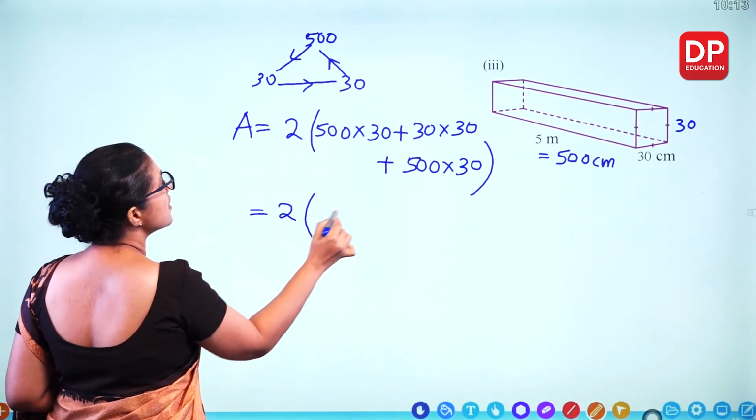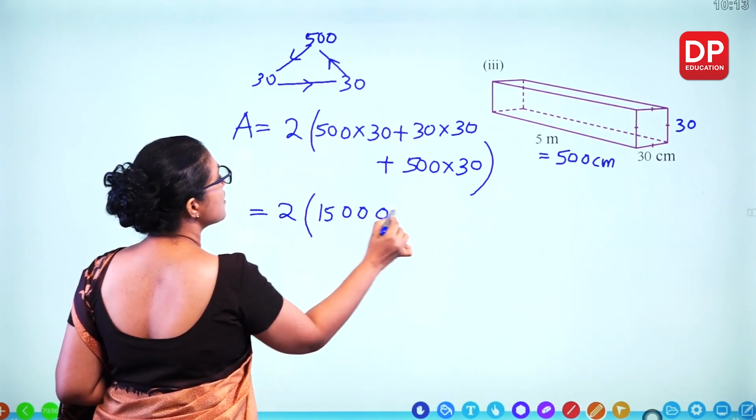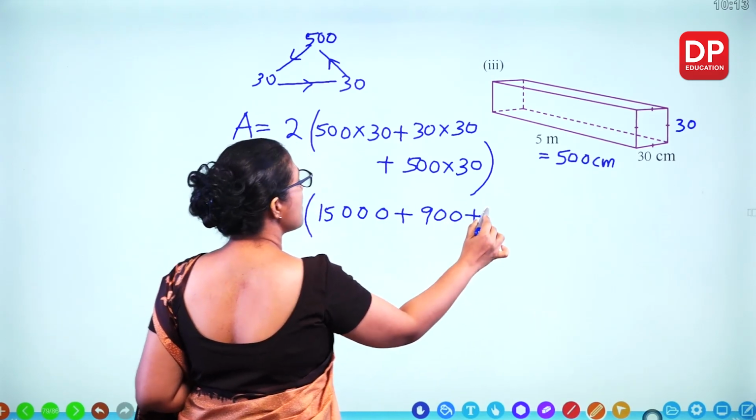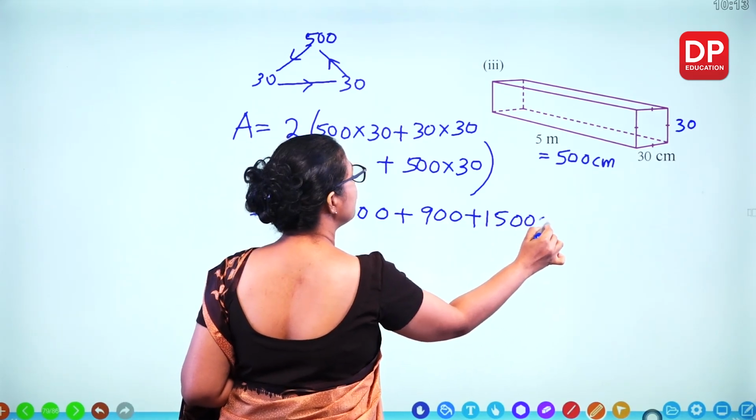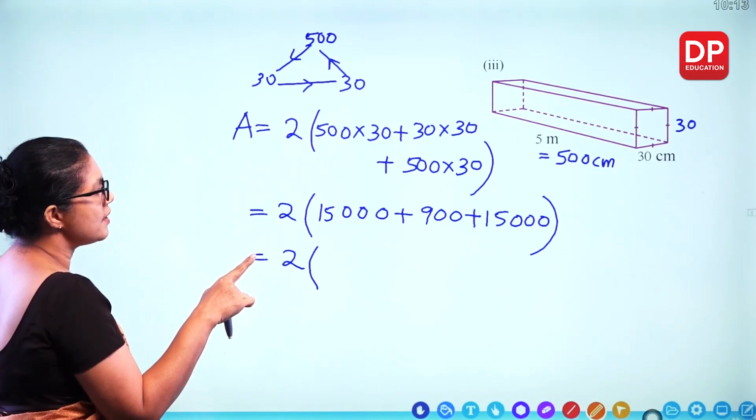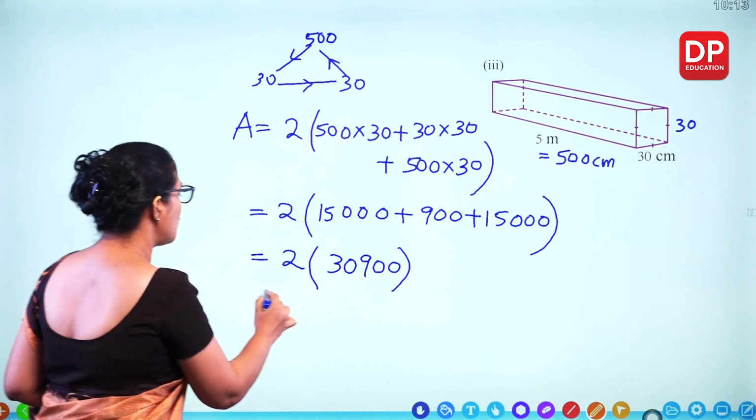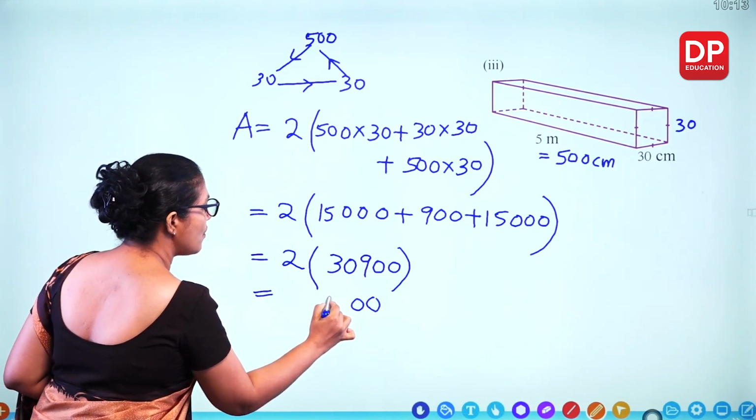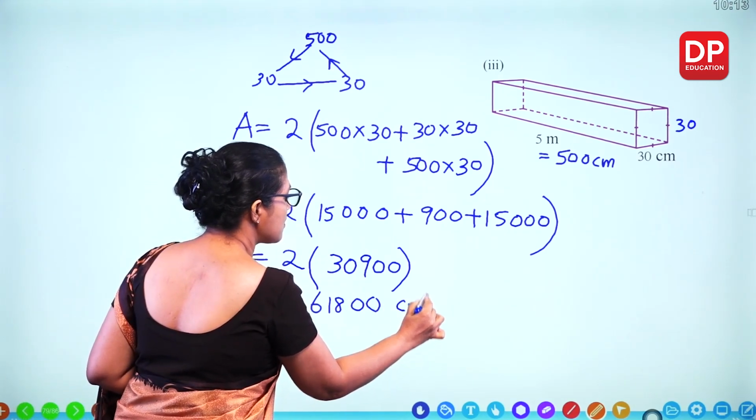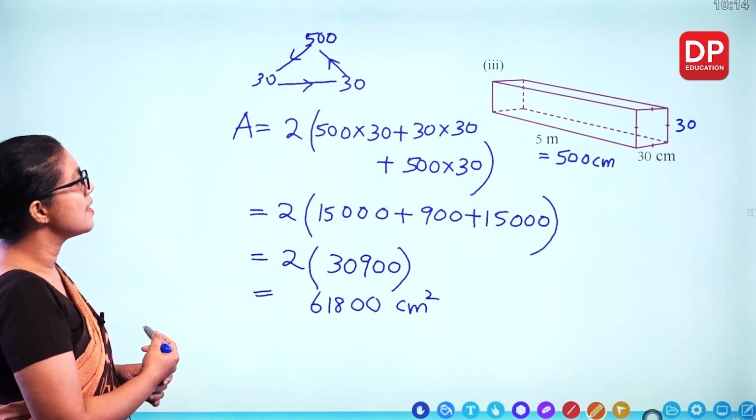2 times, you get 1, 2, 3. 5 times 3, 15. 3 times 3, 9, 0, 0. Again, same thing here, 15,000. 2 times 15,000, 15,000, 30,000. 30,900 into 2. 0, 0 and 18, 6 here. So this is in centimeters. So the surface area is 618,000 square centimeters.